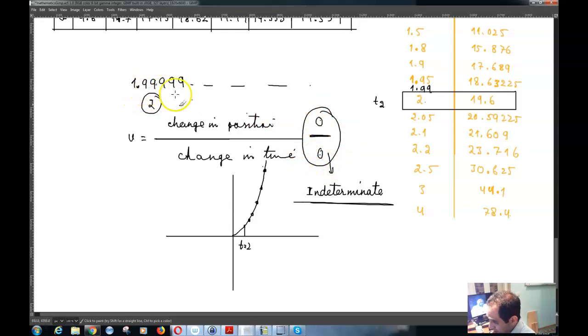So what that means is that even if I get very, very close to 2, I would still not be at 2. There would still be some time. Of course, I'm picking these values from here, not from there. I apologize for that. I'm picking these values from the lower side.